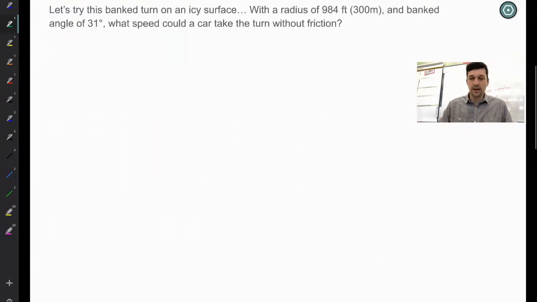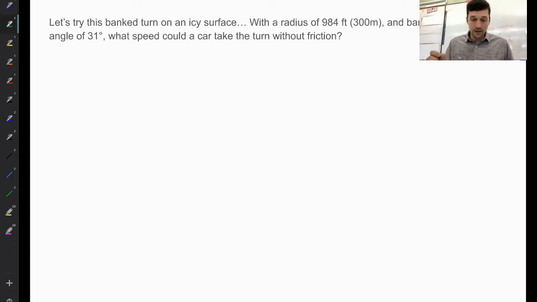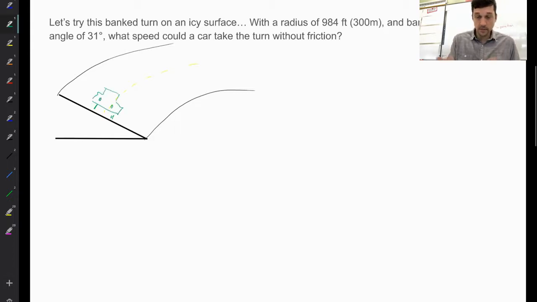So let's try this bank turn on an icy surface, one where there is no friction available. So if you were to try to drive this turn, let's make ourselves a little banked turn. And we've got our little dashed yellow line. So we've got a vehicle driving down, headlights coming right at us.